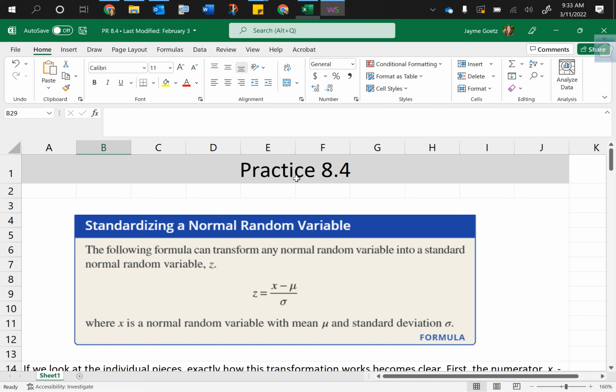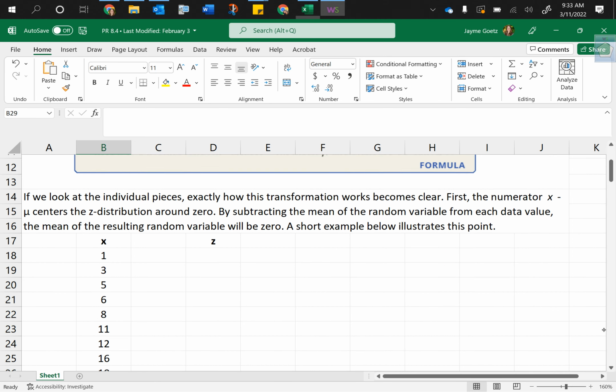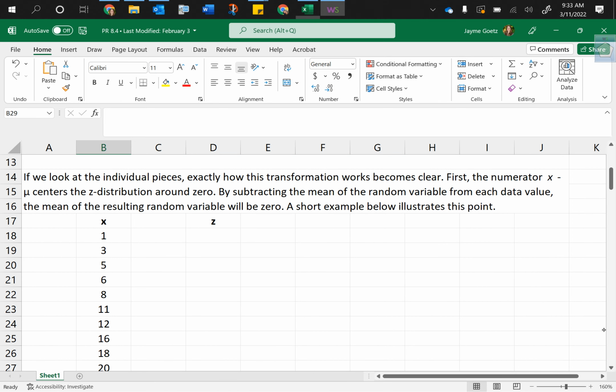So the following formula can transform any normal random variable into a standard normal random variable, aka, here's how we find the z-score. You take your data value or your normal random variable, you subtract the mean, and you divide by the standard deviation. Okay? So if we look at the individual pieces, exactly how this transformation works becomes clear. Like, why does the z-score work? Why does it make everything comparable?